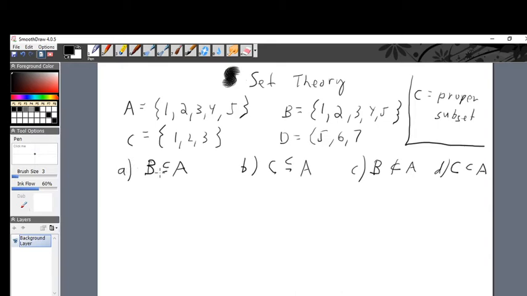Now what's this symbol over here? This symbol just means subset, not proper subset. Well, C is a subset of A. It's even a proper subset of A, but it's even easier to be just a subset. C is a subset of A. And B, even though it's totally equal to A, is still considered a subset of A. It is not a proper subset, that's why there's a line through that symbol, but it is a subset of A. That's the difference between subset and proper subset.